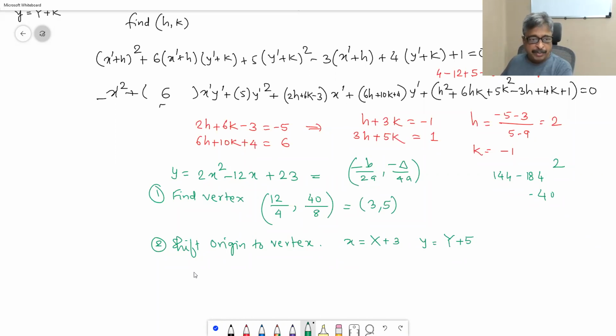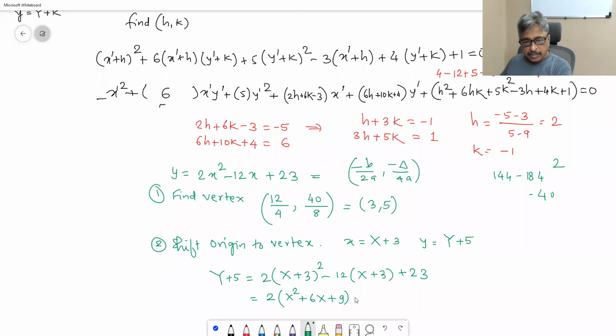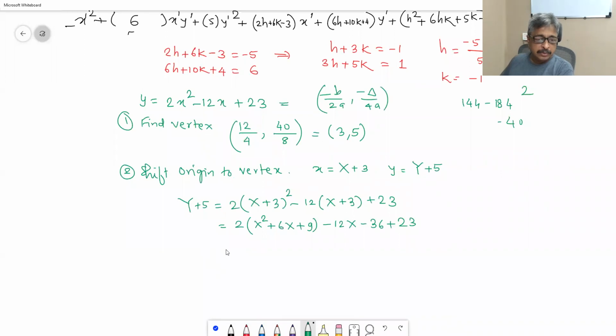So my new equation of the parabola will become capital Y plus 5 is equal to 2 inside bracket capital X plus 3 bracket square plus minus 12 inside bracket capital X plus 3 plus 23, which is 2 inside bracket capital X square plus 6X plus 9, minus 12X minus 36 plus 23, which is equal to 2X square plus 12 minus 12 gone.